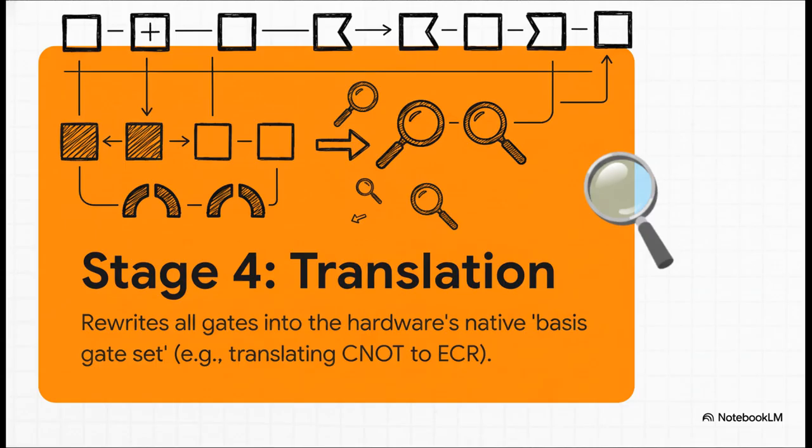It uses a different gate called an ECR gate. This stage makes sure the circuit is speaking the exact dialect of that one specific quantum processor.